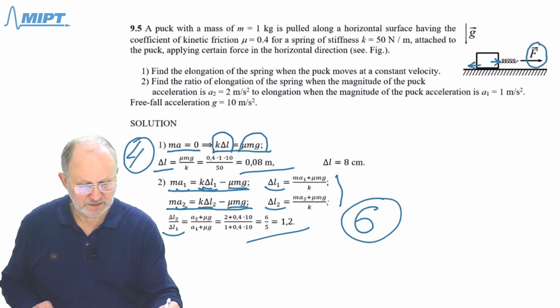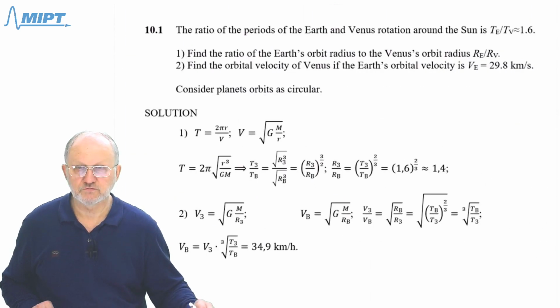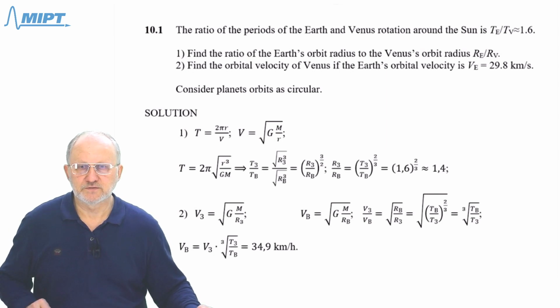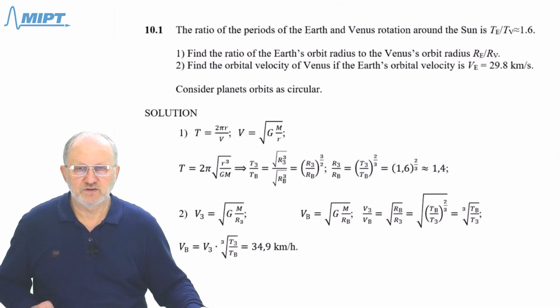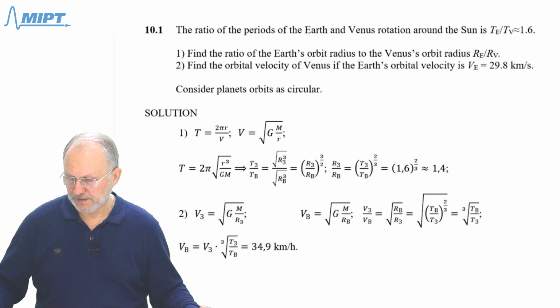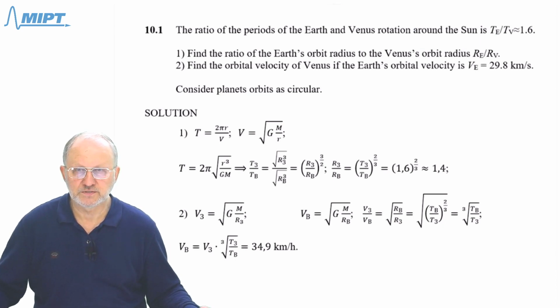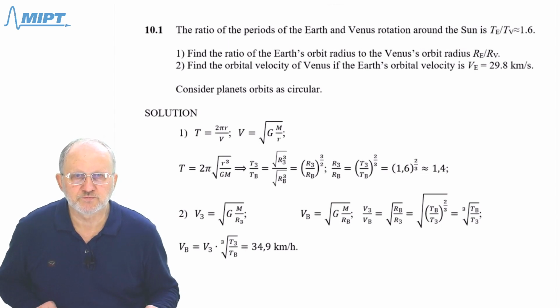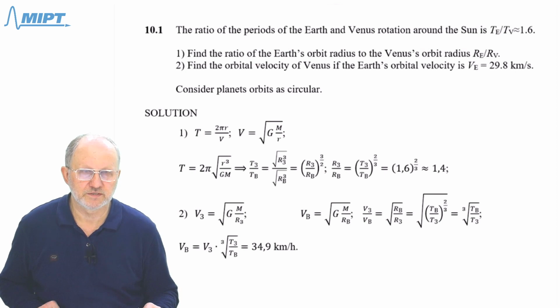Now we move to the next problem, which is 10.1. This is the problem for the tenth form, and another 5 problems are supposed to be intended for the tenth form. The problem says the ratio of the periods of the Earth and Venus rotation around the Sun is 1.6. Find the ratio of the Earth's orbit radius to the Venus's orbit radius.